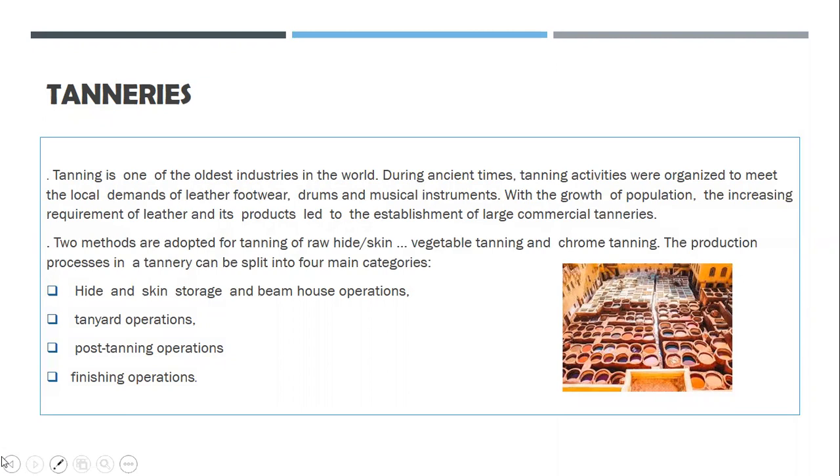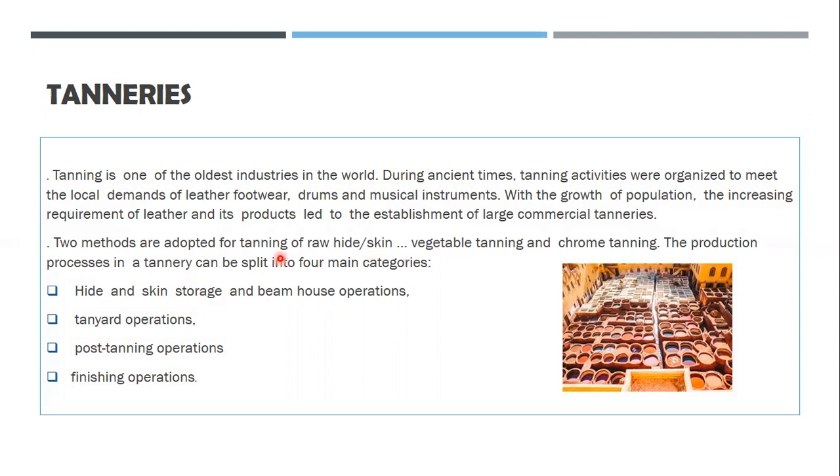During ancient times, tanning activities were organized to meet the local demand of leather, footwear, drums, and musical instruments. Basically, in tanning, the skin of the animal is converted into leather, which is used for footwear, drums, and musical instruments. With the growth of population, the increasing requirement of leather and its products led to the establishment of great commercial tanneries. There are different methods and processes to make leather.